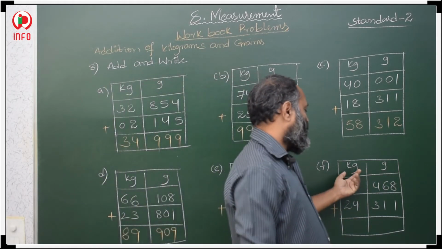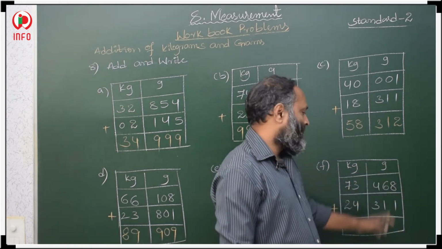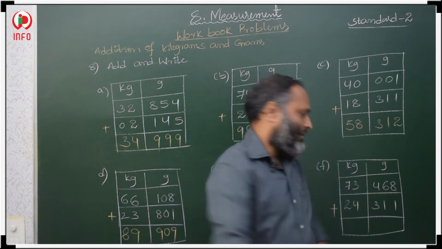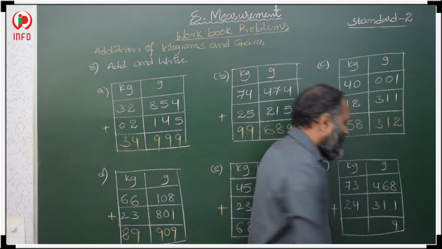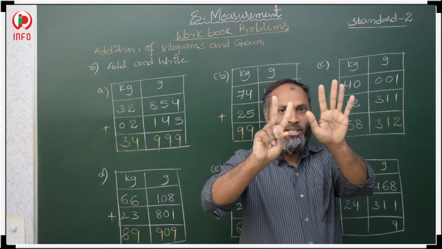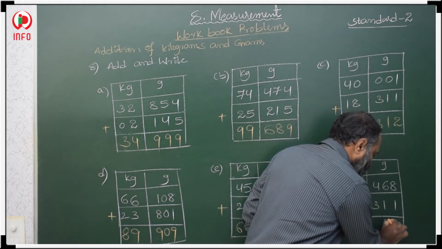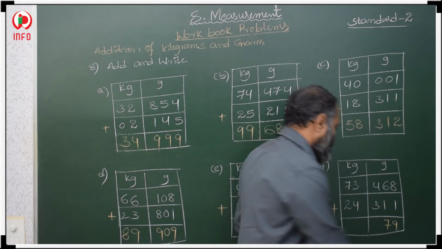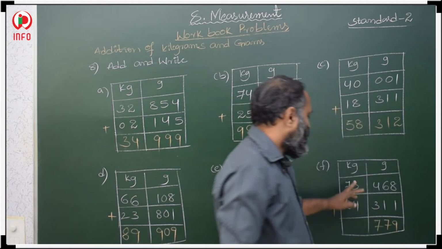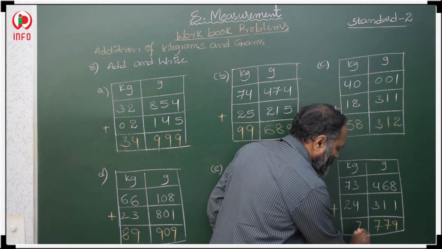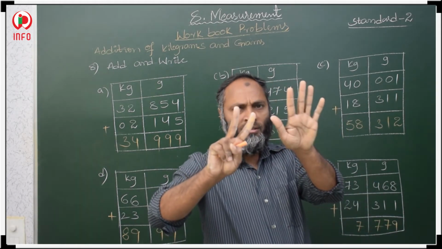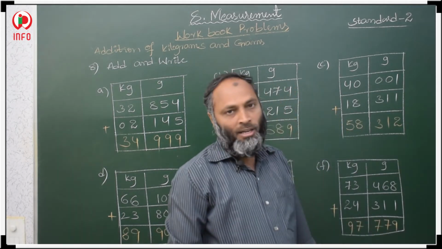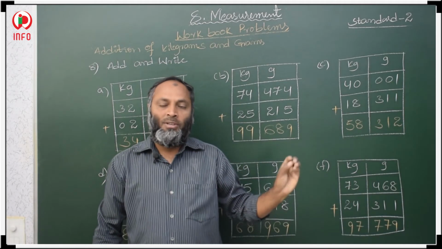Now here, in the last kgs and grams, first we add grams. 8 plus 1, 9. 6 plus 1, 7. 4 plus 3, 7. 3 plus 4, again 7. 7 plus 2, 9. So 97 kg, 779 grams.